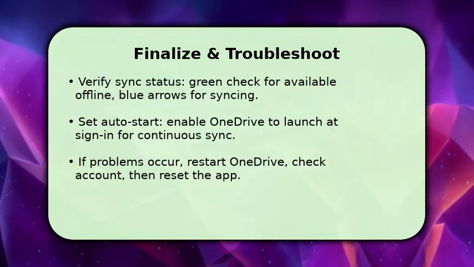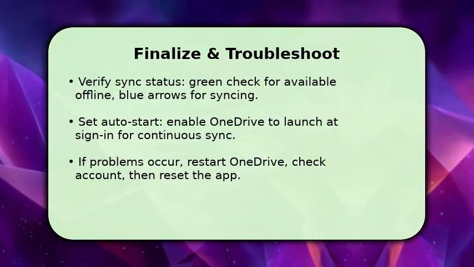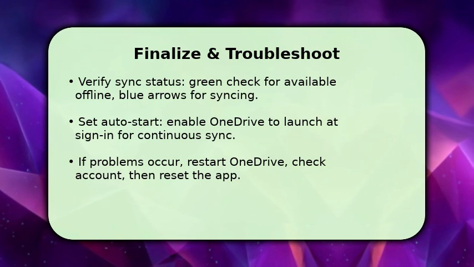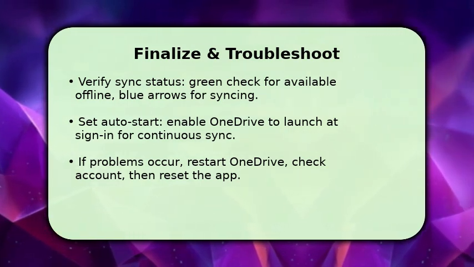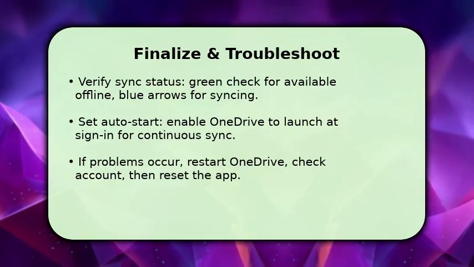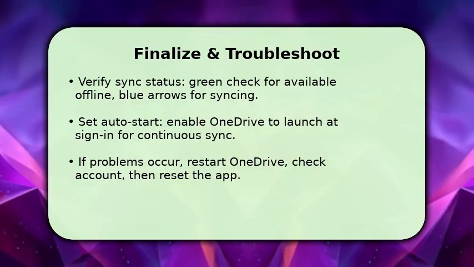If a file fails, right-click and select View Online, or choose Always Keep on This Device to force a download. If sync stalls, sign out and back in, restart OneDrive, or use the reset command in settings. This refreshes connections without deleting cloud copies, which preserves your data.